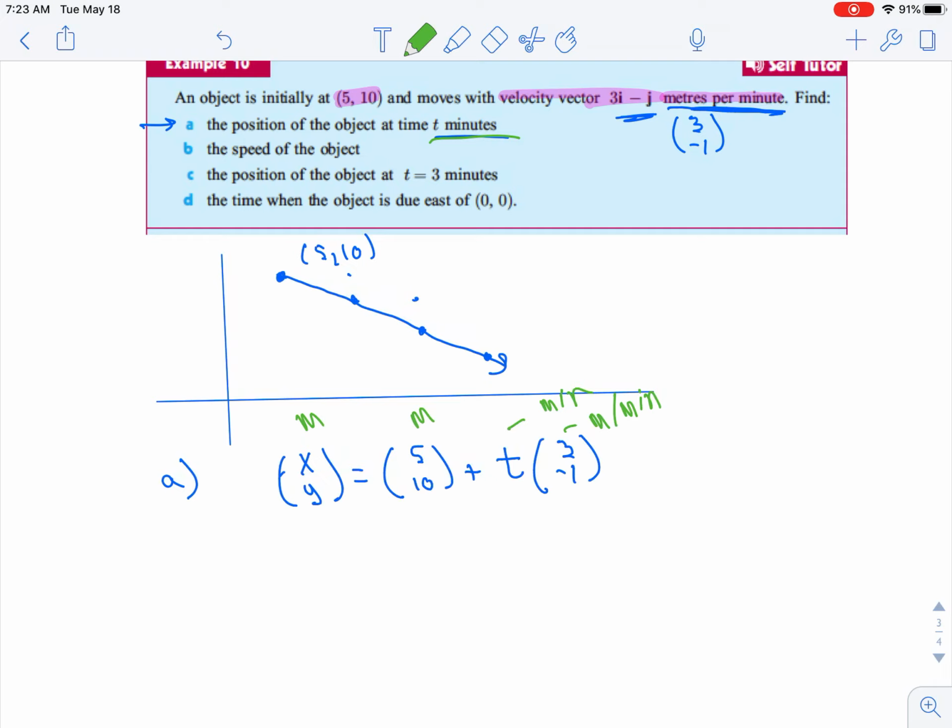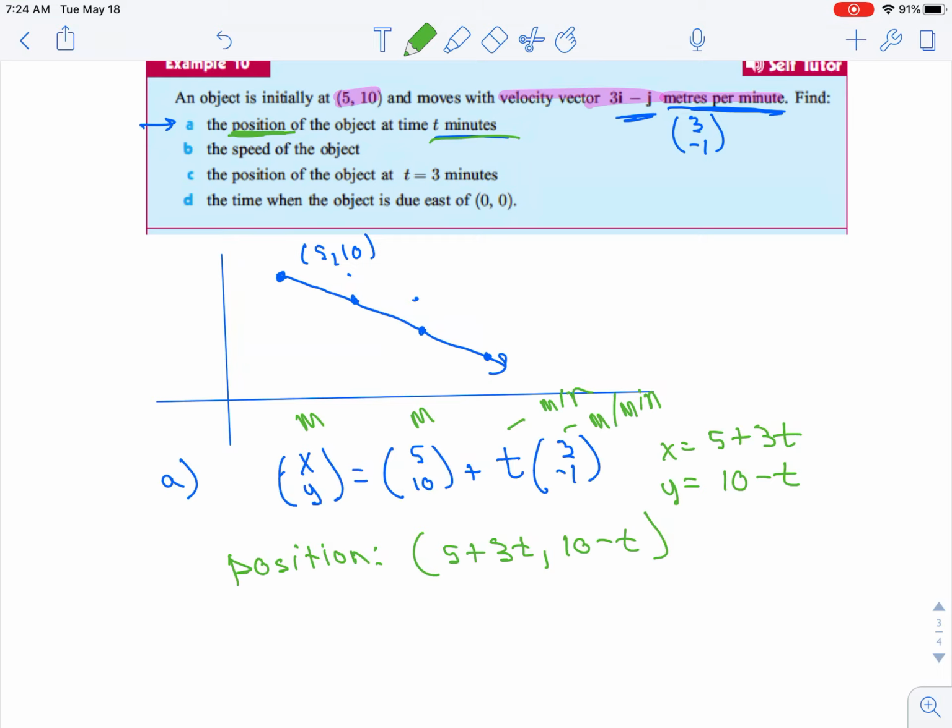And then notice that we're going to go a little bit further with this. The position is going to be a point, right? So if I write this in parametric form, x is equal to 5 plus 3t, and y is equal to 10 minus t. And so the position will be the ordered pair (5 + 3t, 10 - t). That's what they're really looking for when they ask for the position.